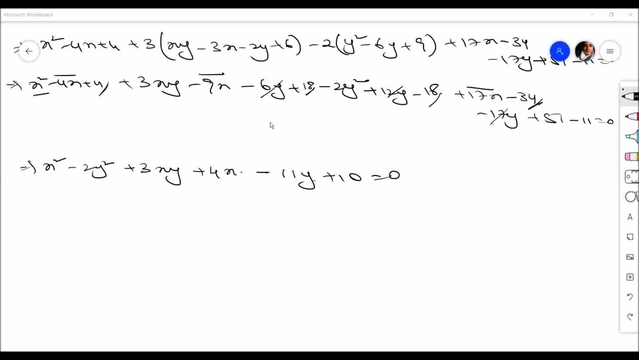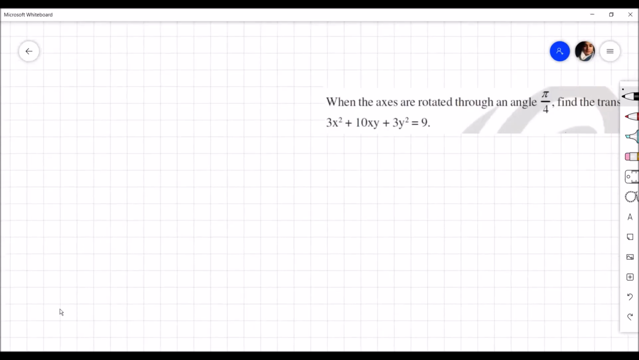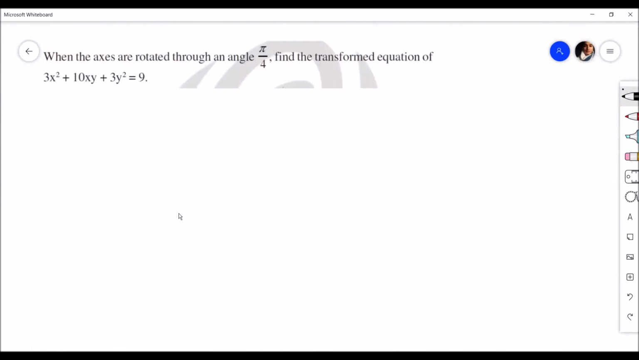Shall we proceed to the next problem? So let's move on to the next problem, which is based on rotation of axis. Just have a look at the question. Keep in mind that these are very, very simple chapters, both locus as well as transformation of axis. I want you to be thoroughly solving these problems.